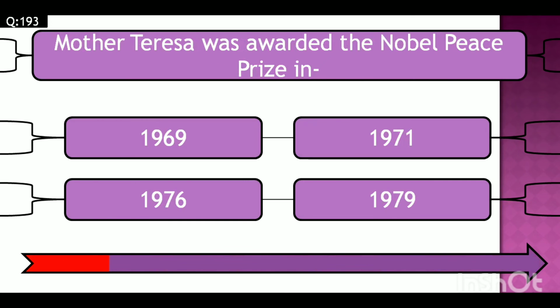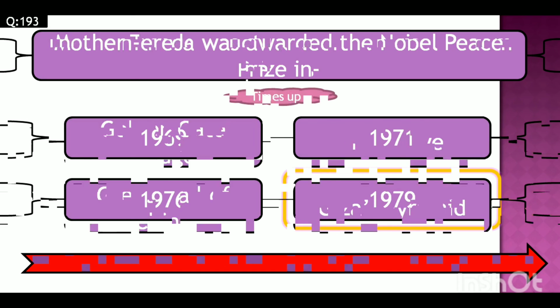Mother Teresa was awarded the Nobel Prize in 1969, 1971, 1976 and the option number 4, 1979. And your answer is option number 4, 1979.